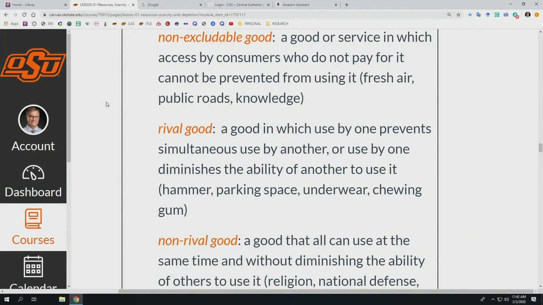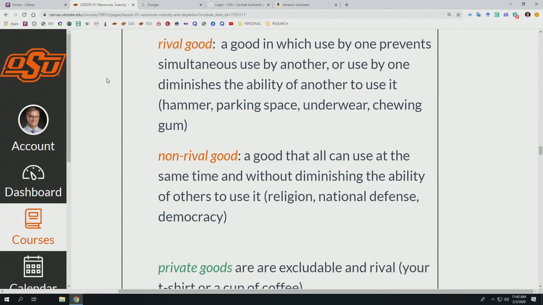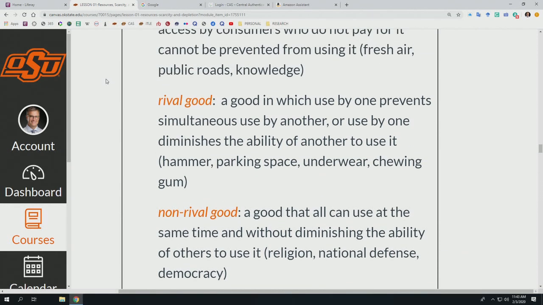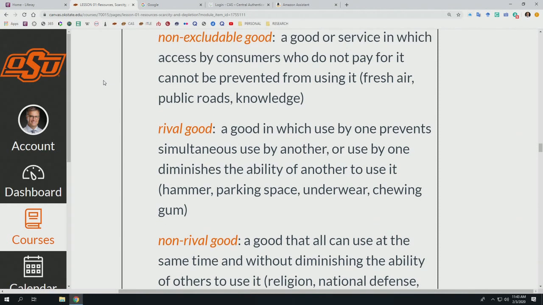Non-excludable goods are goods and services in which access by consumers who do not pay for it cannot be prevented. Air, public roads, knowledge, maybe Wi-Fi. So this is whatever is pretty much free and not public, or not any form of property and available for use, or at least not possibly considered property, like air. Now fresh air is not necessarily everywhere, so it might have a degree of scarcity.